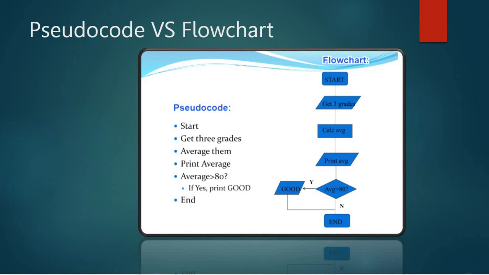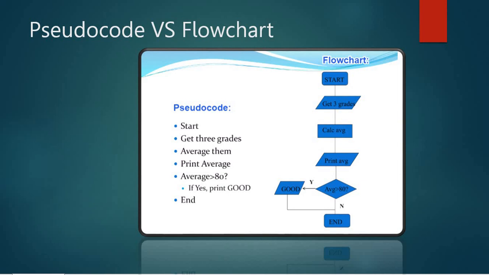Pseudocode versus flowcharts. Pseudocode: start, get 3 grades, average them, print average, if average less than 80, if yes, print good, end. This is a simple kind of pseudocode with its flowchart and loop. Not exactly a loop, but both of them are coming to an end. It's showing that.